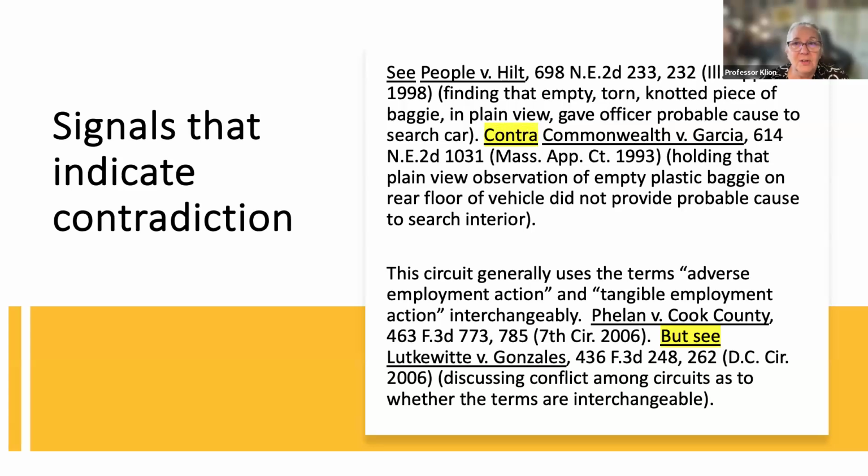You can also use contra. Contra is used when the cited authority directly states the contrary proposition. So contra would be used comparably if you cited a case in direct support, which means there wouldn't be a signal. Contra is the opposite of that. So you have C, People v. Hilt, finding that empty, torn, knotted piece of baggie in plain view gave officer probable cause. Then you have a contra to Commonwealth versus Garcia, holding that plain view observation of empty plastic baggie on rear floor of vehicle did not give probable cause. So they are directly in opposition to one another.